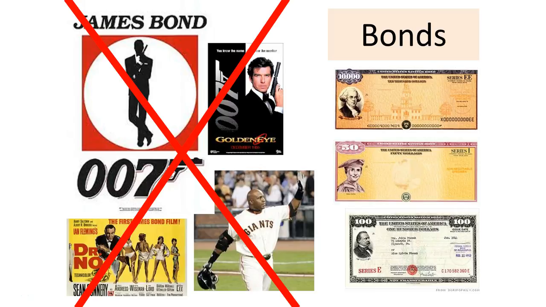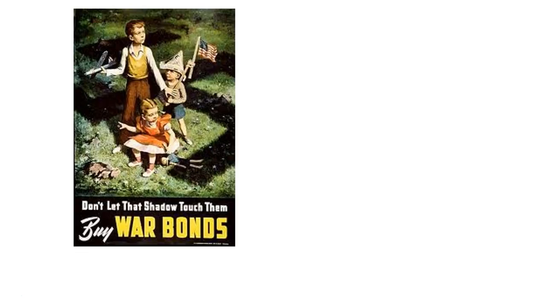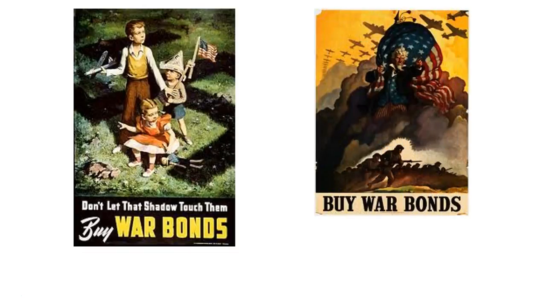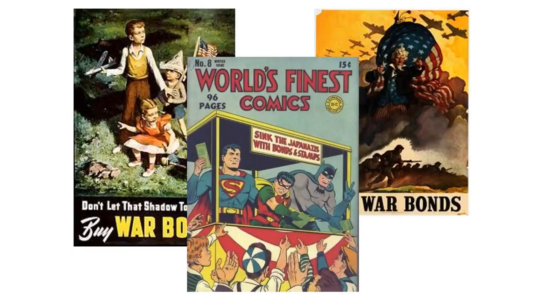So the last thing we have to talk about here are bonds. We're talking about bonds. We're not talking about Barry Bonds or James Bond. We're talking about financial assets. You remember from history class, we talked about buying war bonds. It'll help the war. It'll help you sink the Japanazis with bonds and stamps, right?